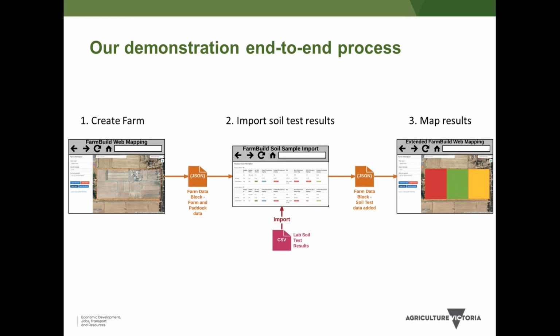And so then we're going to actually extend the FarmBuild API beyond anything it does at the moment, just to show you that that's also relatively straightforward. Parham's going to change the web mapping component so that it will actually pay attention to those test results attached to each paddock and colour up the paddocks in the map view based upon whether the level of that chemical in the soil is low, medium or high. So that's the workflow that he's going to work through.